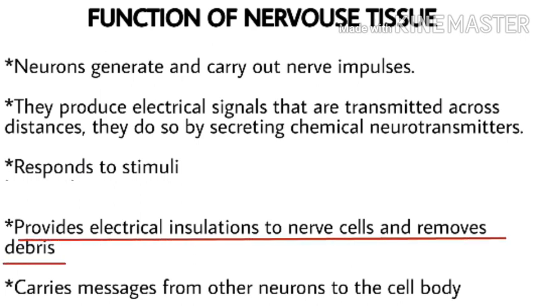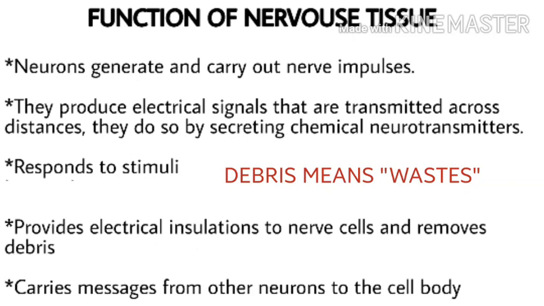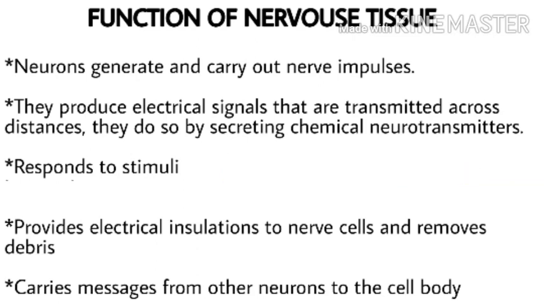Now there is a question for you. If the nervous tissue can remove debris, okay, debris is wastage, then which cells of the nervous tissue are capable of doing it? Now if you have watched our previous lecture, it will be very easy for you to answer this question. So comment down. And another function of the nervous tissue is to carry messages from other neurons to the cell body.